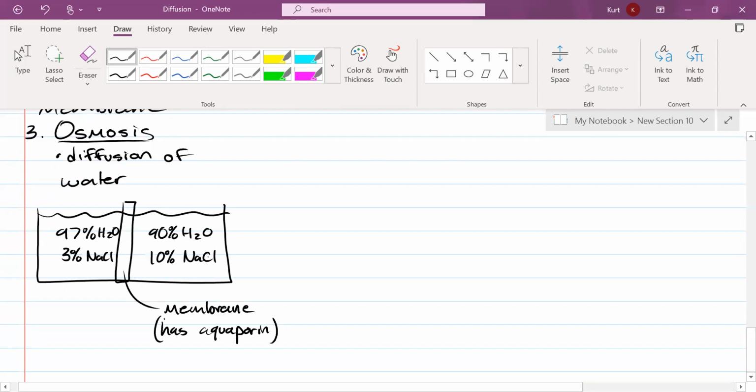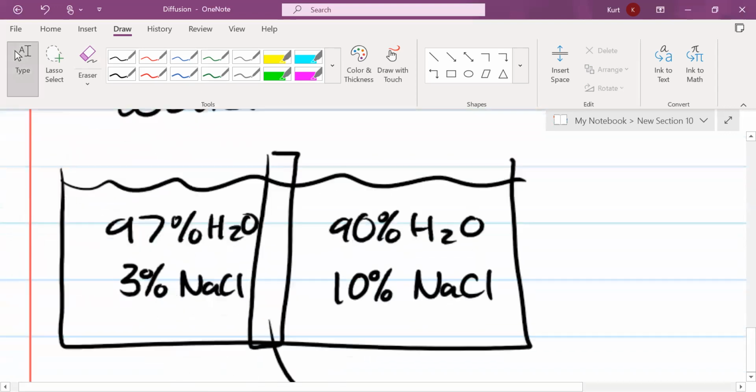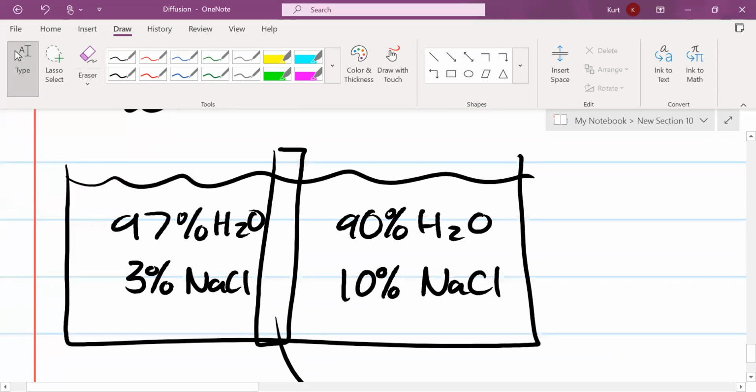Jack, which region has more water, left or right? Or let me rephrase that. Which of these has a higher concentration of water? The left. So which way is water going to diffuse? Left to right or right to left? Left to right is the easy answer, and that is correct. Jack's not a rocket scientist, but he knows that 97 is more than 90. Simple transport is from high to low. It's going to go from left to right. That's the easy way. Now let's change it up a little bit.